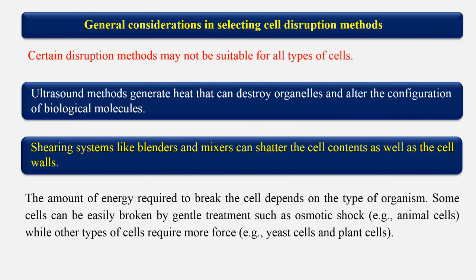Shearing systems like blenders and mixers can shatter the cell's contents as well as the cell wall.